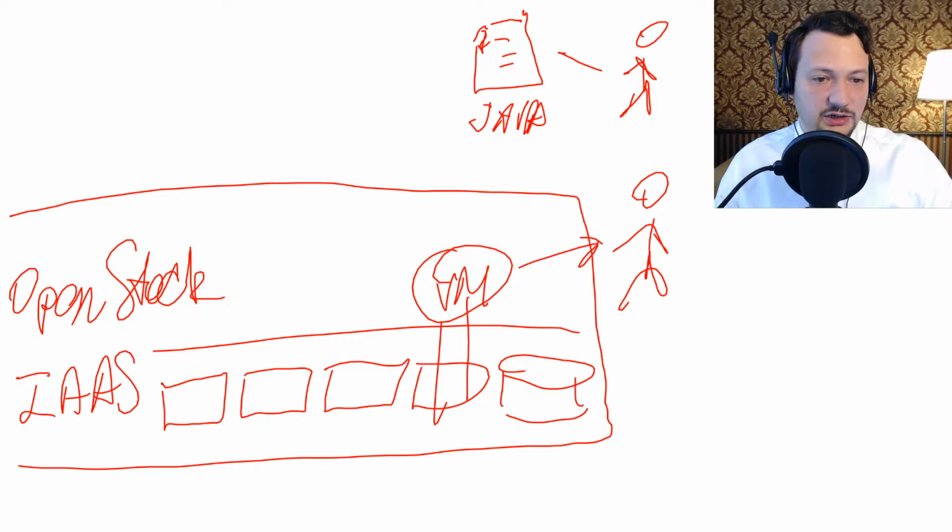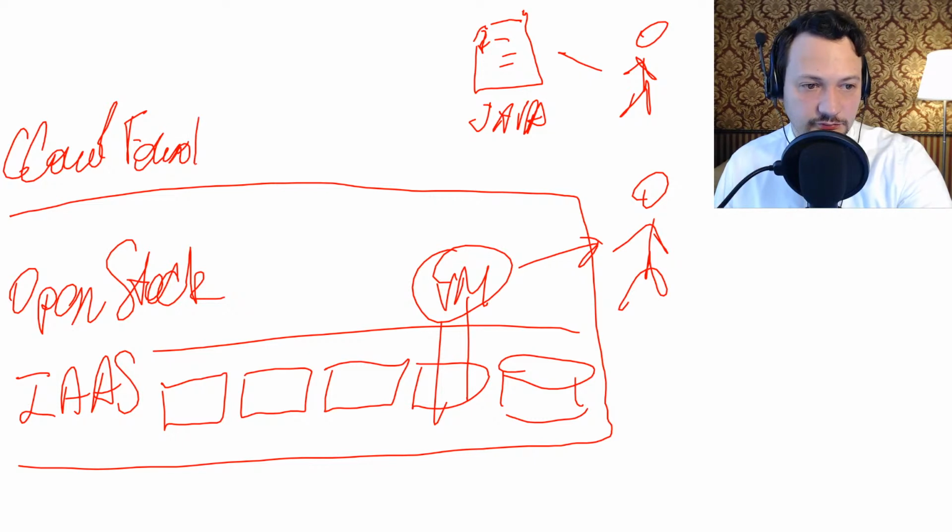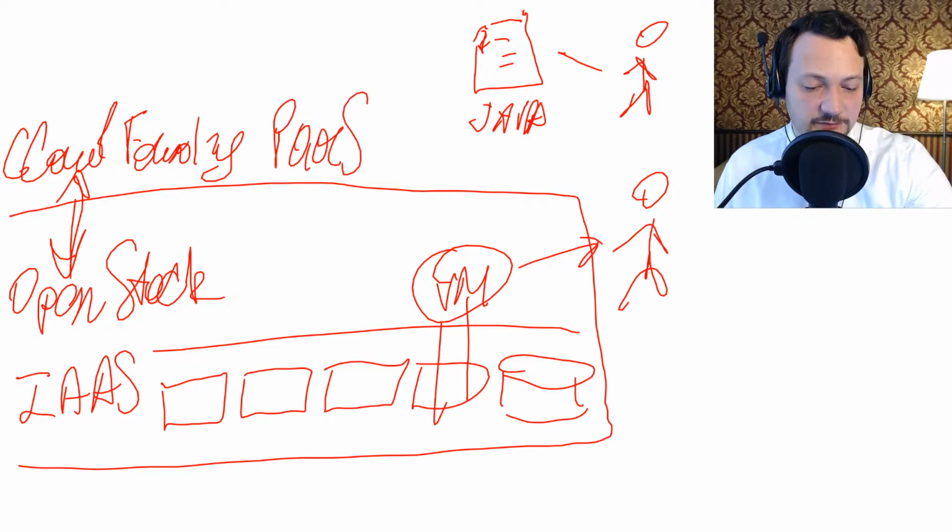So I would go and install Cloud Foundry on the basis of my OpenStack solution, and then I would provide them platform as a service solutions, so that on my platform they can get the API, they can give me their Java files.